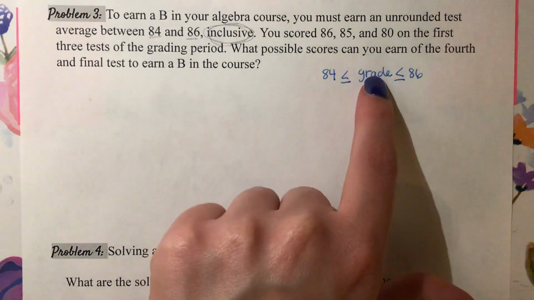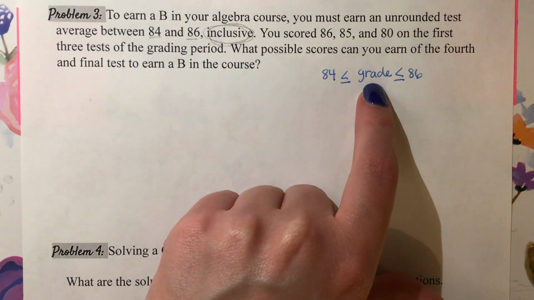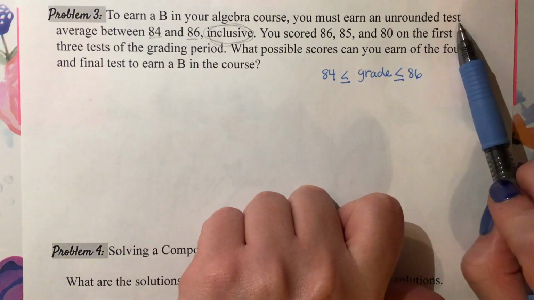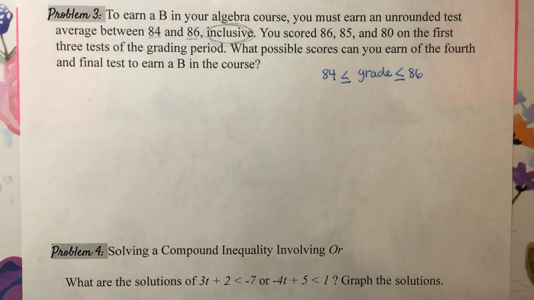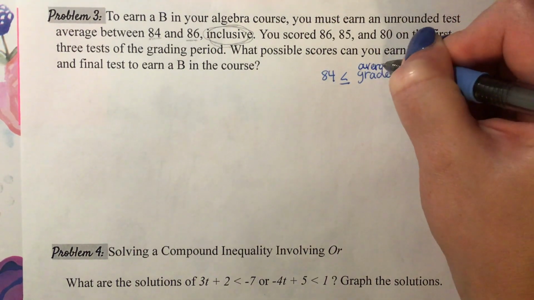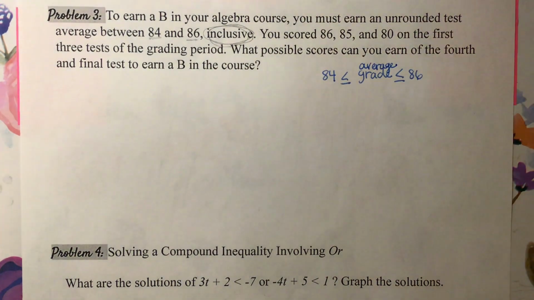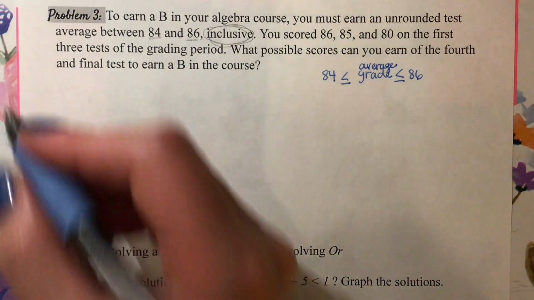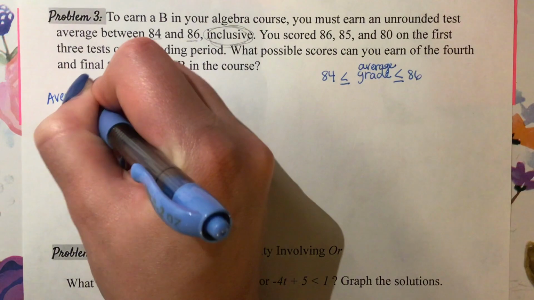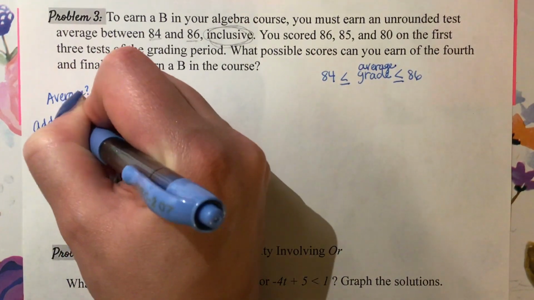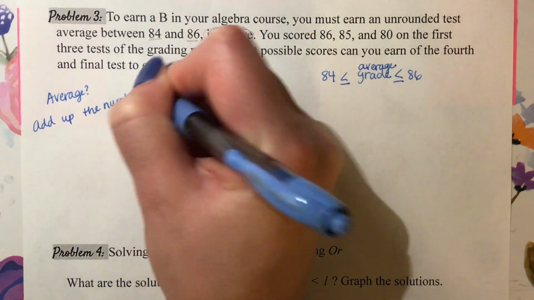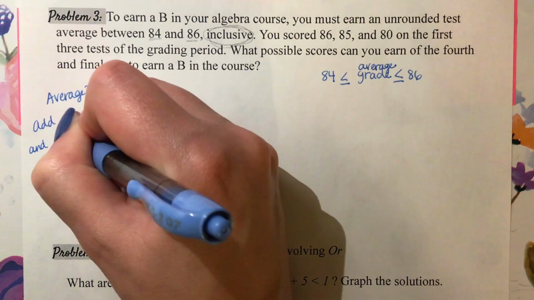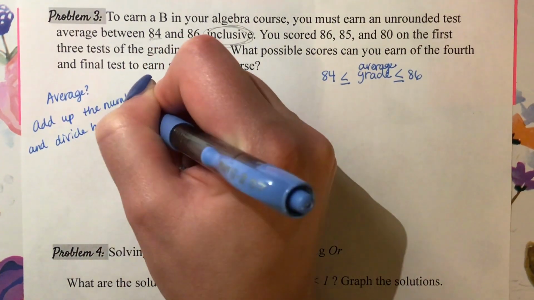Now let's figure out how on earth I am going to write an equation for the grade. So it says I want an unrounded test average between 84 and 86. So I want that grade to be my average. So I'm going to go ahead and label that average grade. Now you might not remember, or maybe you do, how do you calculate an average? To calculate an average, add up the numbers and divide by how many there are.